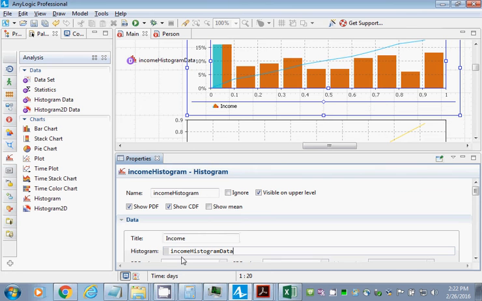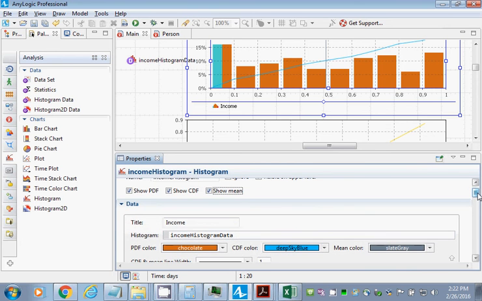I'm going to show the mean too in this. What is PDF and CDF? That's a probability density function and the cumulative density function.